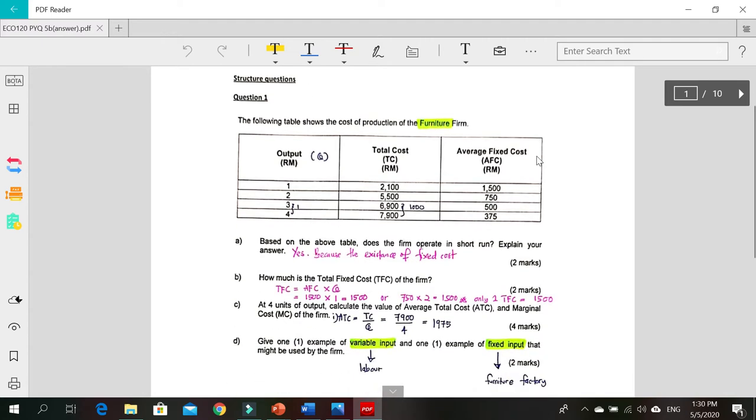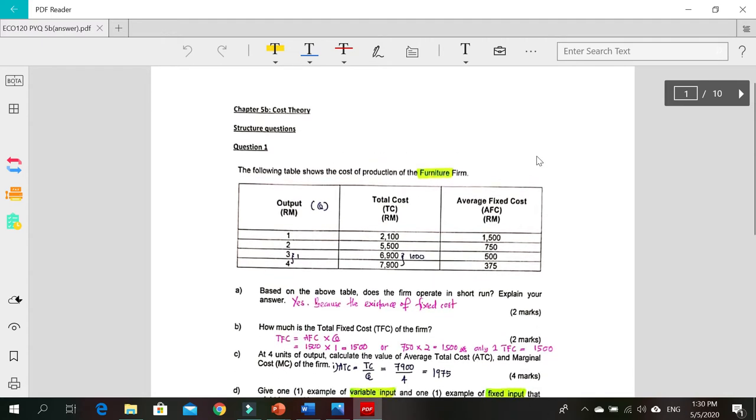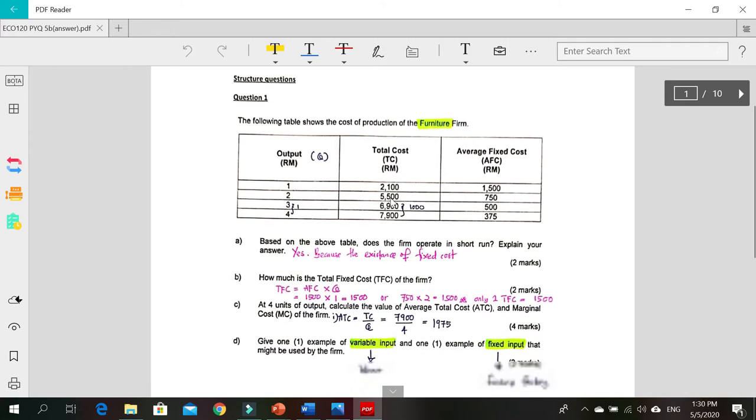Okay, as you can see here, this is your first question. Very simple, soalan sikit sahaja. The information given is output, which is the quantity. It gives the total cost, average fixed cost. Okay, banyak benda tak ada kan? Tapi sebenarnya you will be amazed, banyak benda yang akan keluar daripada dia. Tapi sebenarnya, before you buat apa-apa je, you tengok dulu soalan.